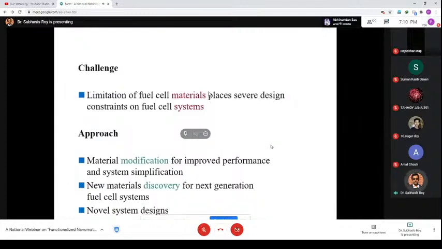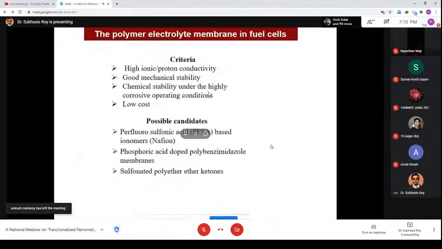So here our challenge was to limit the material base for constructing the fuel cell systems, and our approach is to discover the next material to replace the Pt material, which is very costly, and to improve the performance of the fuel cells. So what are the possible criteria? First, high ionic conductivity is required in the working electrode part. Good mechanical stability is required, and it should be low cost.